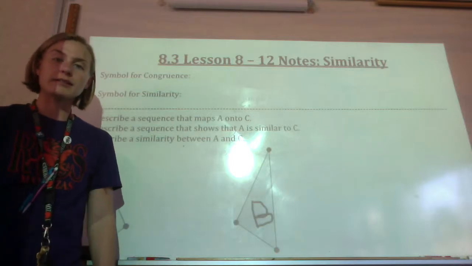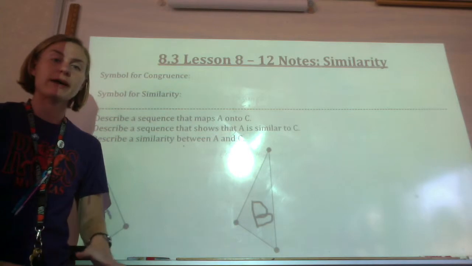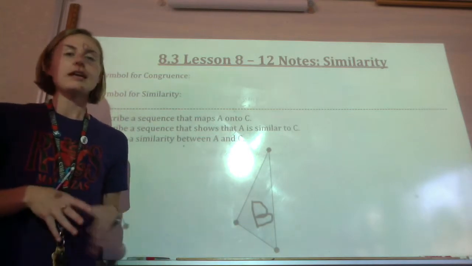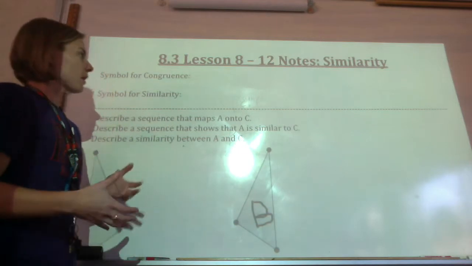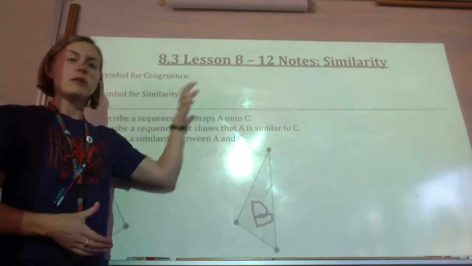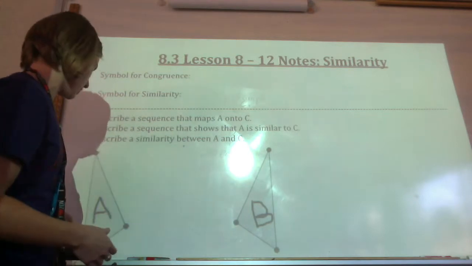All right, now we're on lessons 8 through 12 of Unit 3, and these lessons are all about similarity of shapes, and how we can prove something is similar, and then what we can do with something once we know they are similar. So previously, in the last lesson, I showed you what the symbol for congruence was, but there's also a symbol for similarity. So let's go ahead and get that down in our notes.